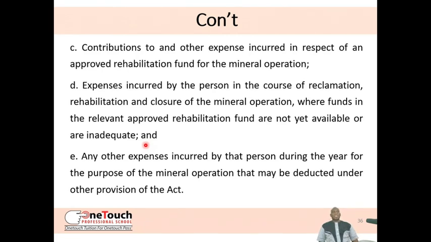Now, the fund has been created and you have finished the mining operation and you are supposed to rehabilitate. What they are saying is that where there is a fund and the amount of expenditure for rehabilitation is more than the fund set up for the rehabilitation, the excess is an allowable expenditure. For example, the fund set is 1 million, but you have incurred 1.2. The 200,000 will become an allowable expenditure. Because the contributions I am making to the fund is a C. So the D is only talking about where the rehabilitation has been done, and the expenditure for the rehabilitation is more than the amount in the approved rehabilitation fund. The excess becomes an allowable expenditure.